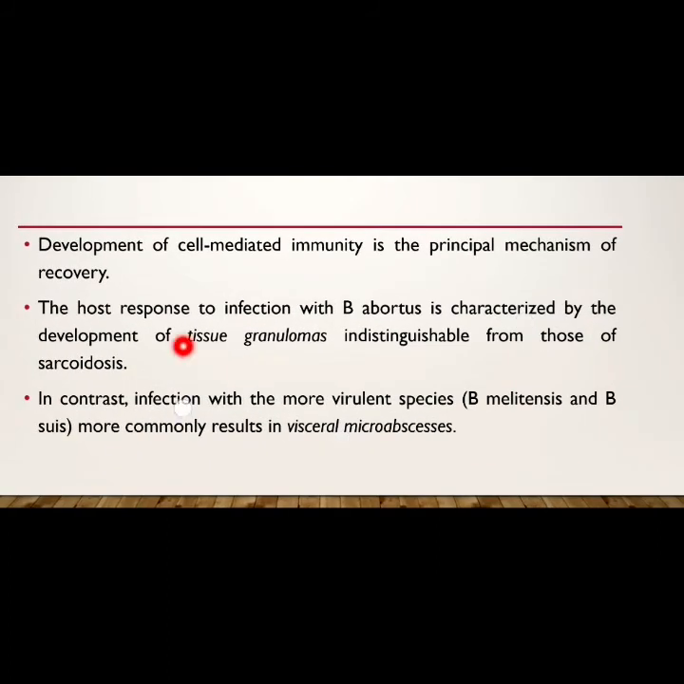The host response to infection with Brucella abortus is characterized by development of tissue granuloma, indistinguishable from those of sarcoidosis. What is the granuloma? It's a localized collection of epithelial cells, and this collection has a specific pathological character. It also occurs in other diseases like sarcoidosis, and here the granuloma in brucella is similar to those of sarcoidosis.